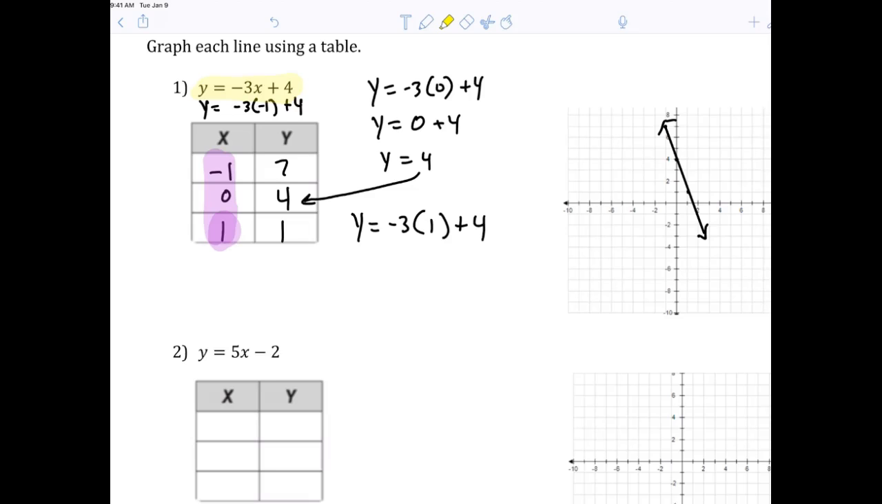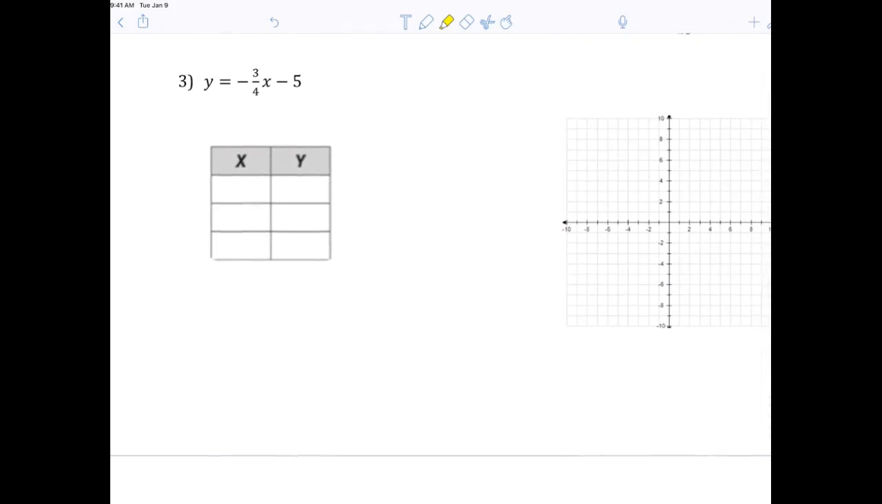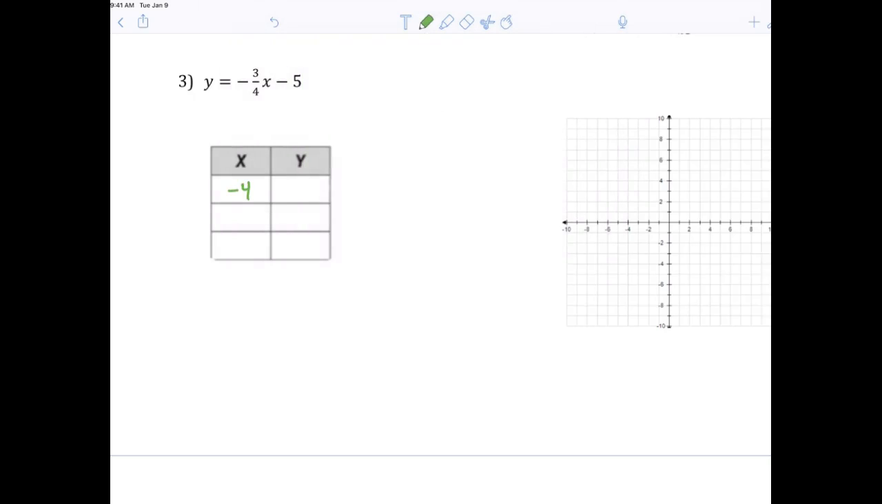All right, let's try number 3. Let's see if you're doing better. Everybody go to number 3. Now, for this one, Thomas, you have to be careful. We're dividing by 4 because there's a fraction. So what numbers am I going to put in? Yeah, it's better to plug -4, 0, and 4. That way you don't have to deal with the fractions. All right? So just to make sure, I'm going to write these all out this time. So y equals -3 fourths times -4 minus 5.